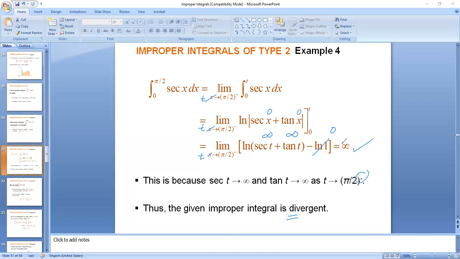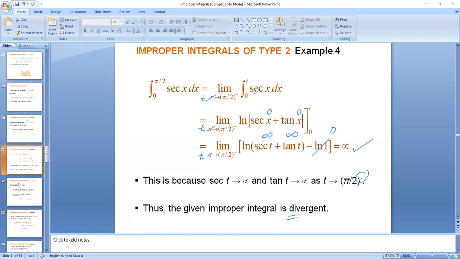The process is similar to type 1. Evaluate the integral, substitute the limits of integration, and evaluate the limit as the variable that you change in your limit approaches the value that is given here, which is pi over 2. We change it to t. 0 is never the one that is approached.